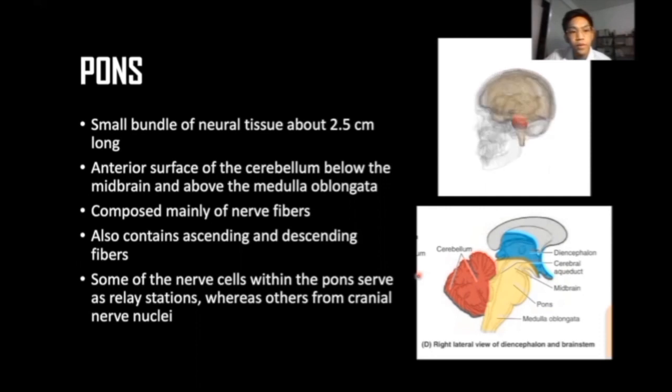The pons is composed mainly of nerve fibers, which connect the two divisions of the cerebellum, and it also contains ascending and descending fibers, which connect the forebrain, the midbrain, and the spinal cord. Some of the nerve cells within the pons serve as relay stations, whereas others form nerve nuclei.